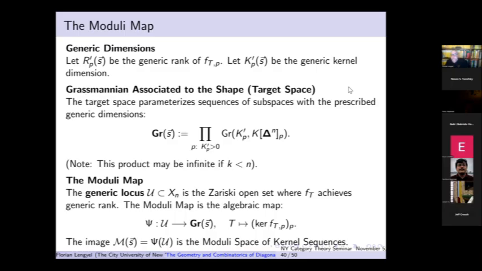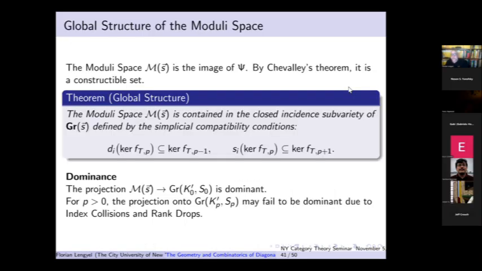And so there's a locus where the kernel sequence, you could call it, achieves this generic rank. And so there's a moduli space of kernel sequences.